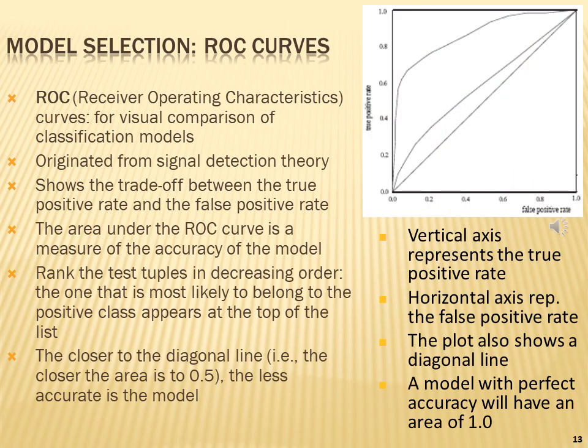ROC curves are a powerful tool for comparing classifiers. They plot the true positive rate against the false positive rate. The closer the curve is to the top left corner, the better the model. A curve near the diagonal indicates poor performance. The area under the curve, AUC, summarizes this visually and numerically.